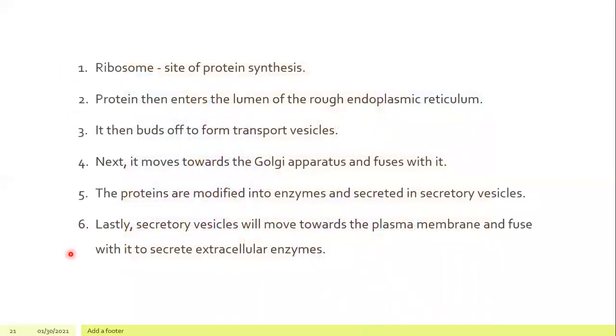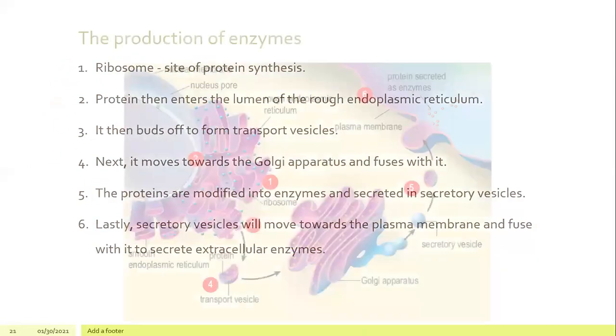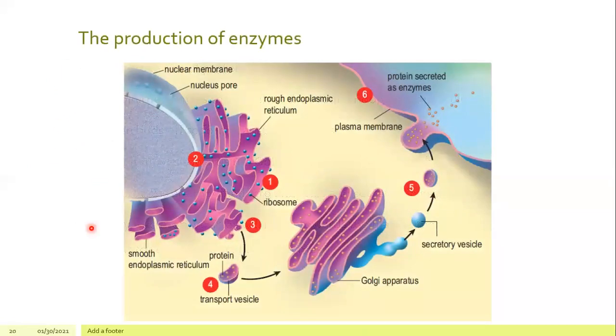So this is steps 1 to 6, the process of the production of enzymes. The ribosomes carry out protein synthesis, and the protein enters the rough ER, and then becomes a transport vesicle before going to the Golgi apparatus. Then it goes to the Golgi apparatus, where the protein is modified into the enzyme, and it is packed into a secretory vesicle. And then, last step, the secretory vesicle goes to the plasma membrane, and the extracellular enzyme is secreted. So this is the sixth process that I mentioned before.